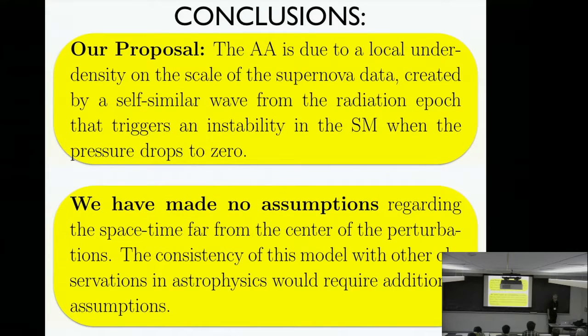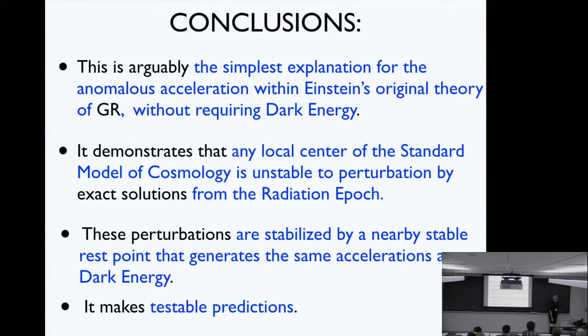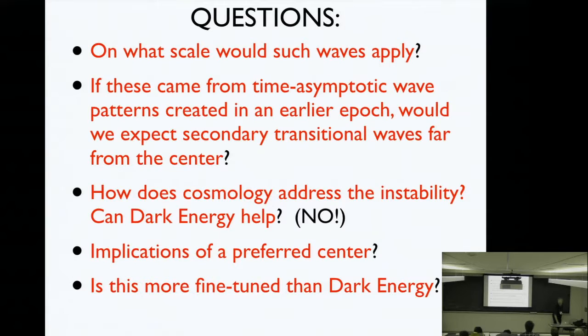We have made no assumptions regarding the space-time far from the center. So we think this is arguably the simplest explanation for the anomalous acceleration of the galaxies, at least within Einstein's original theory, without requiring dark energy. But it remains, what is the space-time far out that could explain this? It demonstrates that any local center of the standard model of cosmology is unstable to perturbation by exact solutions from the radiation epoch. The perturbations are stabilized by a nearby stable rest point that generates the same accelerations as dark energy, and it makes a testable prediction.